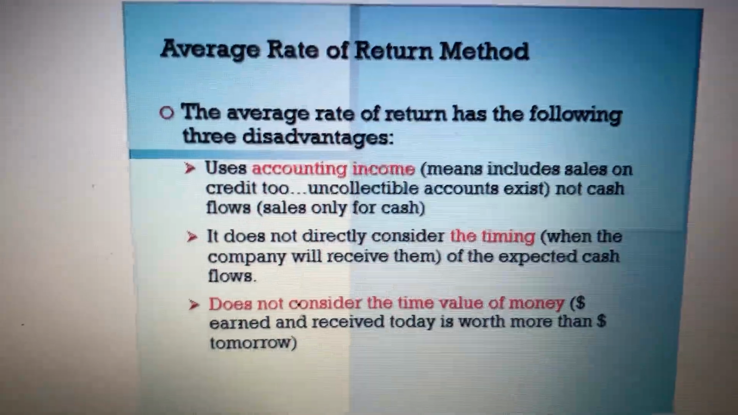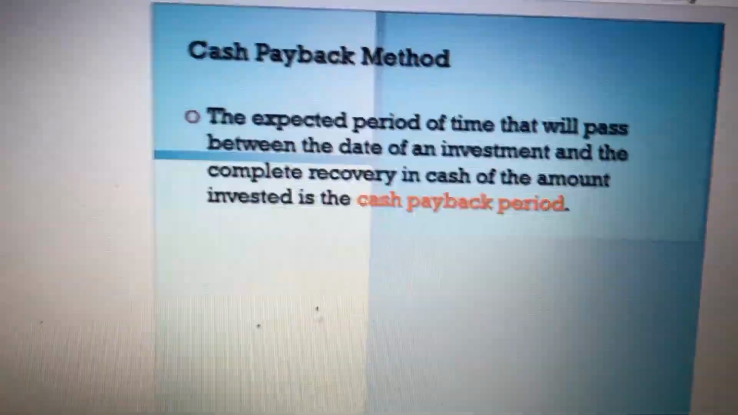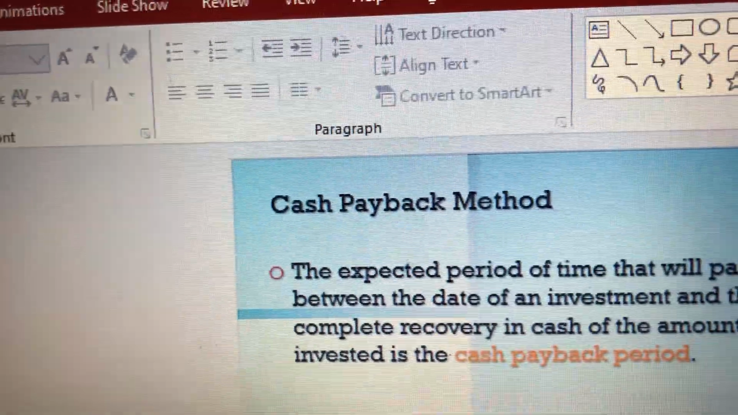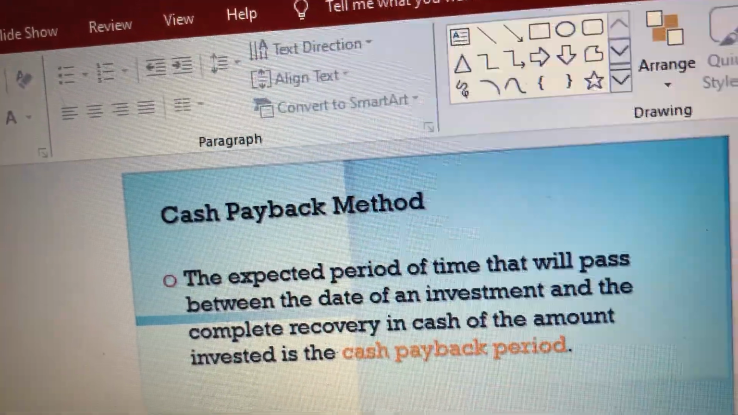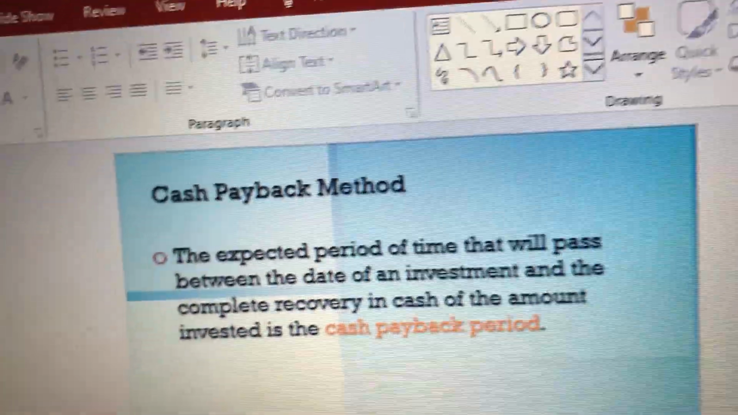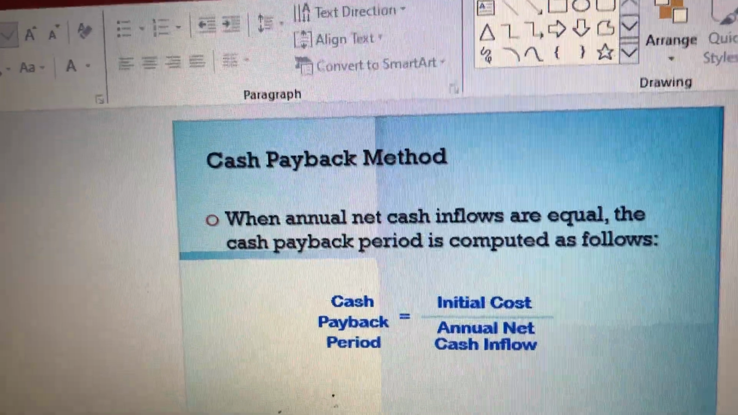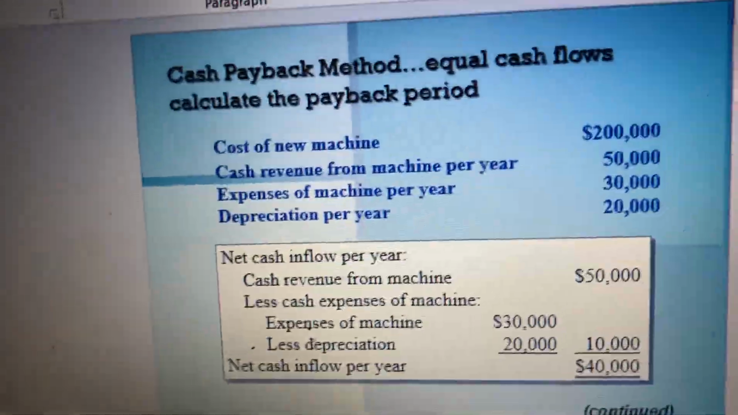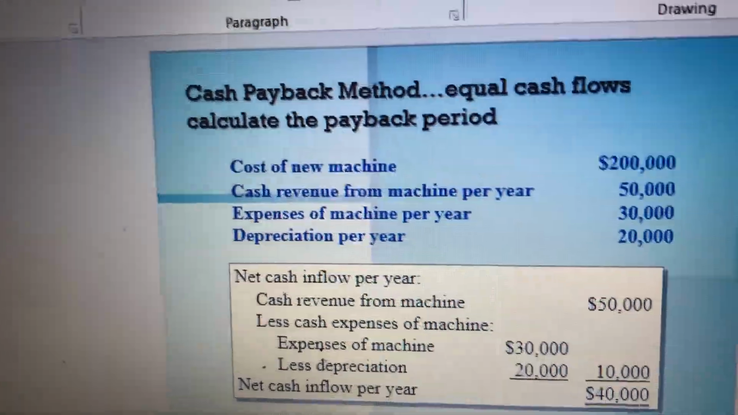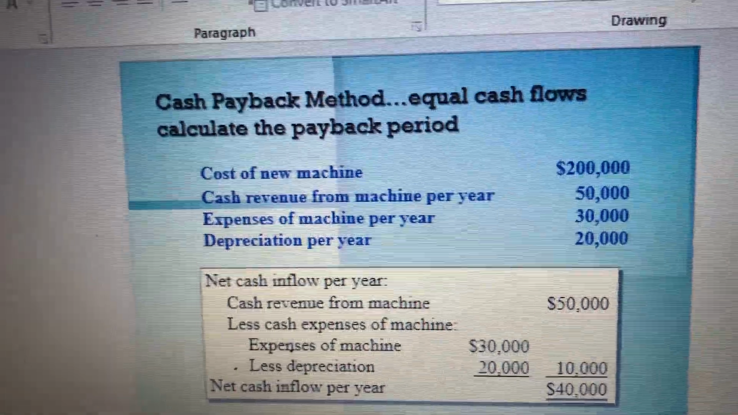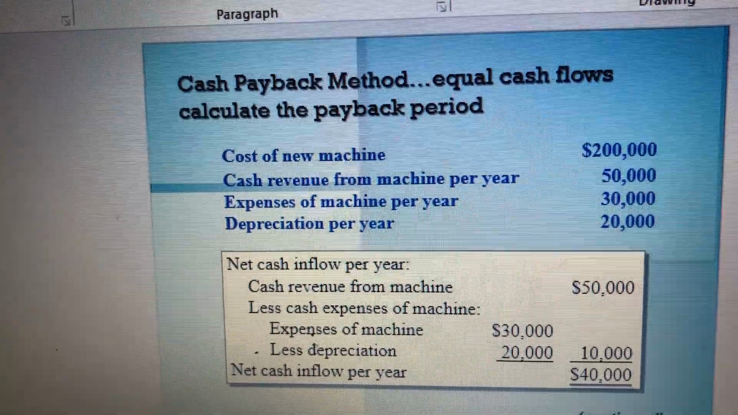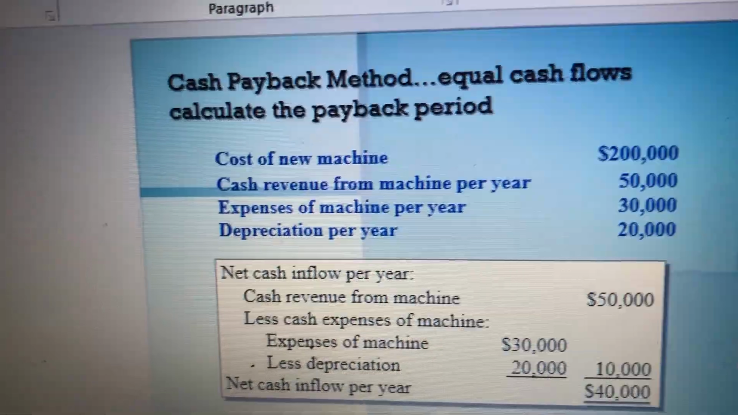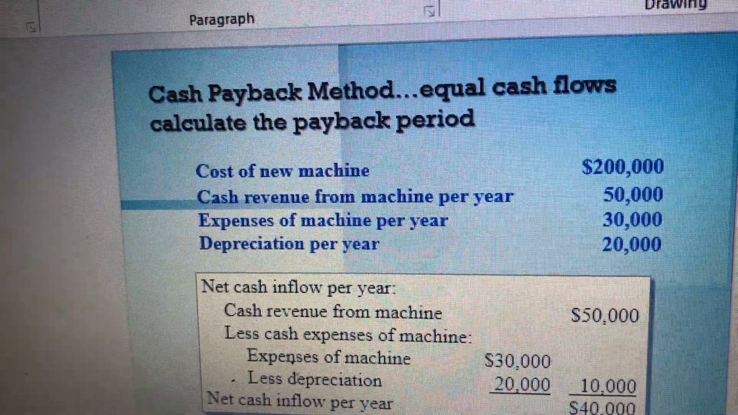Now, the next type of method they used is called the cash payback, and this one's pretty simple. It's just how many years is it going to take you to recover your investment cost. Okay, so the type of problem we're going to use is found on the next sheet, and we have a new machine, $200,000. Revenue coming in from the machine is $50,000 a year. Expenses $30,000, and then depreciation. So if you were looking at that from a cash basis, you would have a zero net income there.